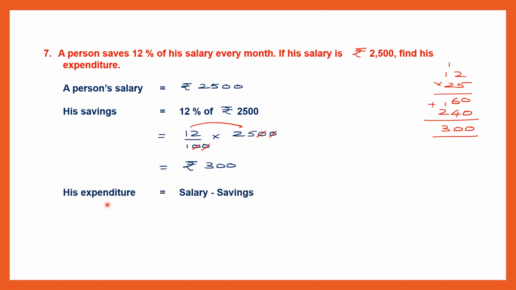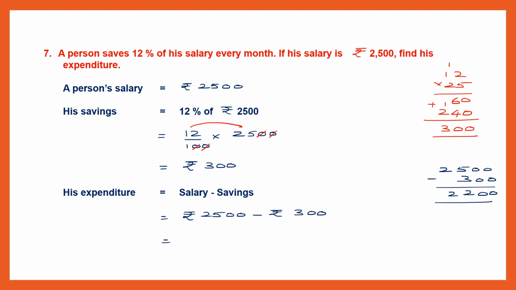So let's write that. His expenditure is salary minus savings. So salary is rupees 2,500 given to us, and savings is what we have found, rupees 300. So let's minus 2,500 and 300. 0, 0, 5 minus 3 is 2, 2. So 2,200. So this is his expenditure. That means he has spent so much money from his salary. So we have found his expenditure to be 2,200.